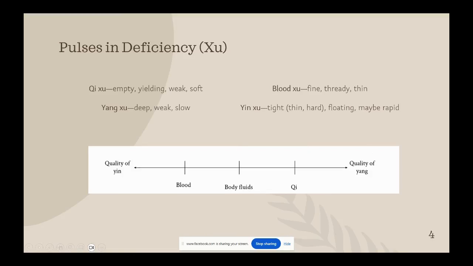So the qi deficient pulse, some terms that might be used to describe the pulse include empty, yielding, weak, and soft. And then a yang deficient pulse will still be weak, but also deep and slow. And a blood deficient pulse could be described as fine, thready, or thin. All these words are basically referring to the same thing, that the pulse feels thin. It literally just feels narrow in diameter.